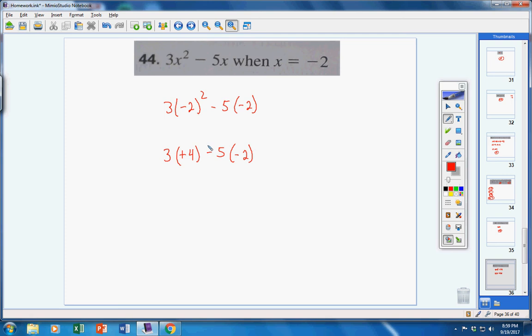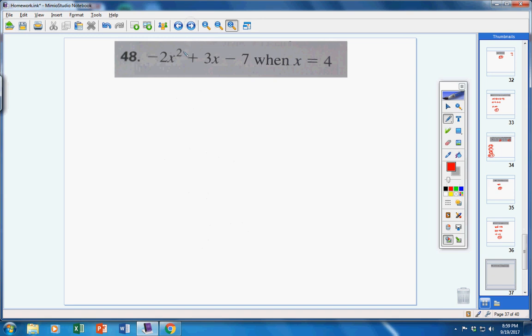Okay, students, let's now do our multiplication. Positive times the positive is positive. 3 times 4 is 12. Negative times the negative is positive. 5 times 2 is 10. Positive 12. Positive 10. Positive 22. Okay, moving on to number 48.